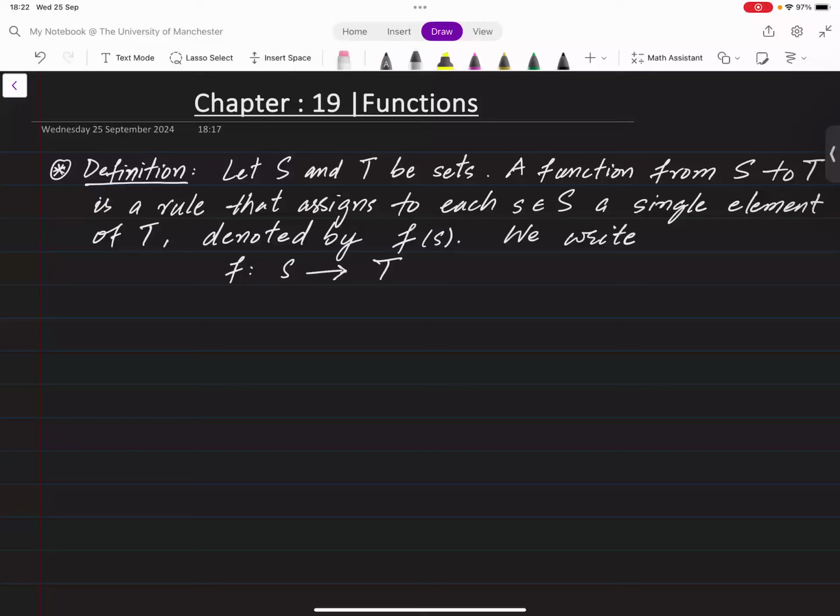To mean that f is a function from S to T, if f(s) is some small t, we say that f sends s to t.